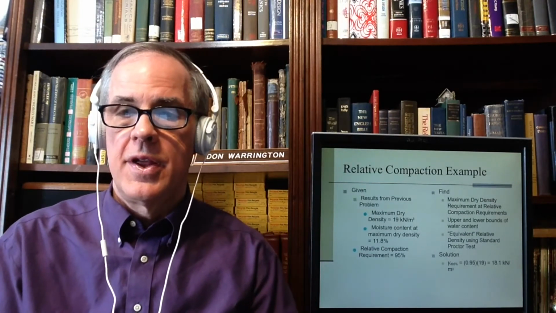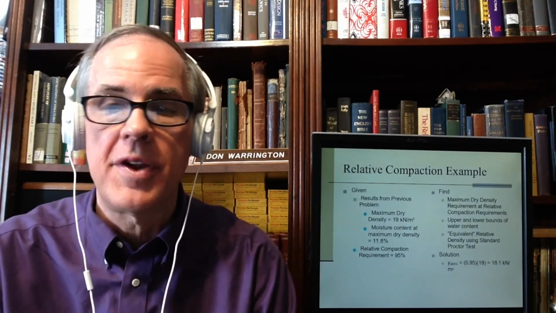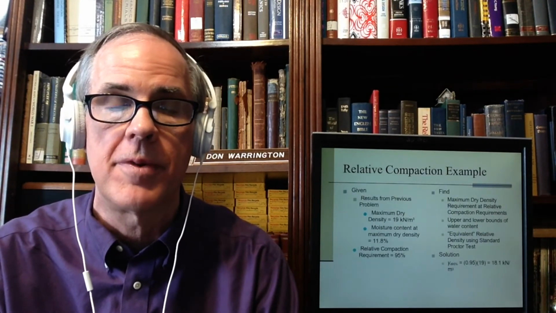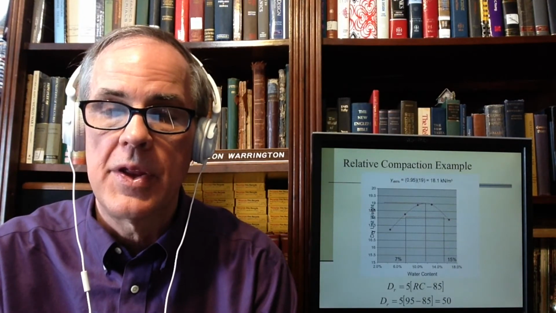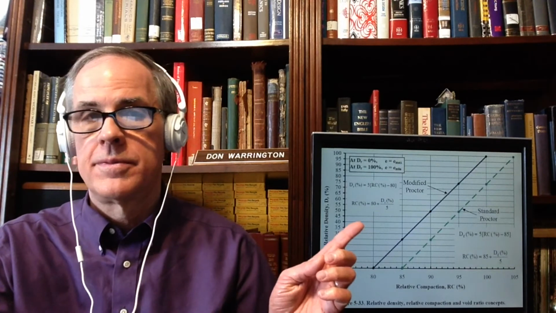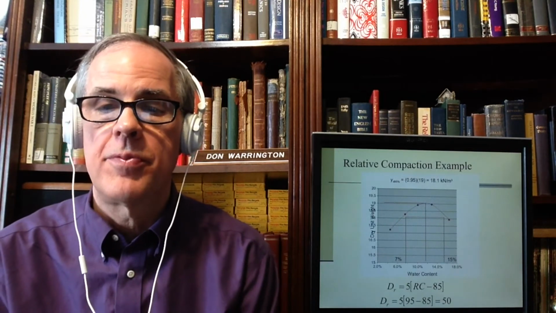So the solution, the gamma target is pretty simple. You just take 19 multiplied by 0.95, 95%, and you get 18.1 kilograms per cubic meter. That's the density that you really want. The equivalent relative density is simply 95 minus 85, using the formulas I gave you, these formulas back here, if you use the standard Proctor test, and you end up with a relative density of 50. That's your equivalent relative density.